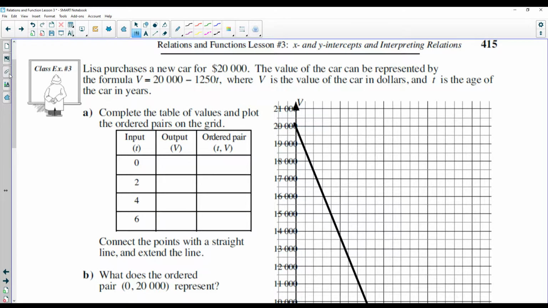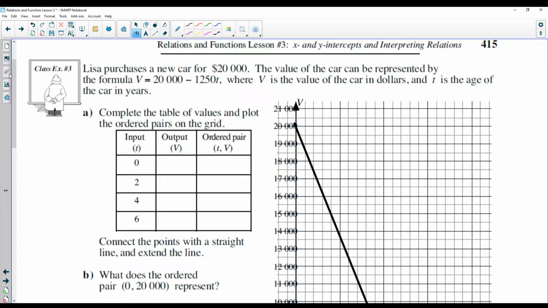So it says Lisa purchases a new car for $20,000. The value of the car can be represented by the formula V is equal to 20,000 minus 1250 times T, where V is the value of the car in dollars and T is the age of the car in years. So it says A, complete the table of values and plot the ordered pairs on the grid.